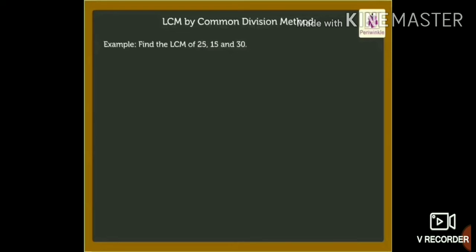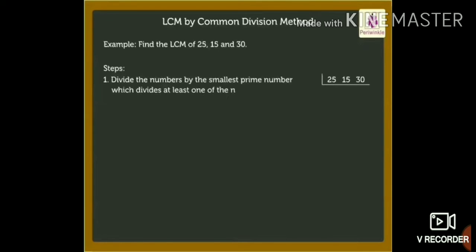Right? So now what is the factorization for 25, 15 and 30? This is finding the LCM by the division method. Divide the numbers by the smallest prime number. Here also you have to divide by prime numbers only. The numbers are 25, 15 and 30. You have to start from the smallest prime number.